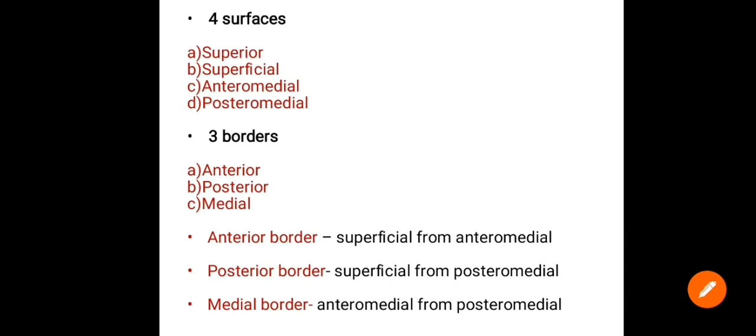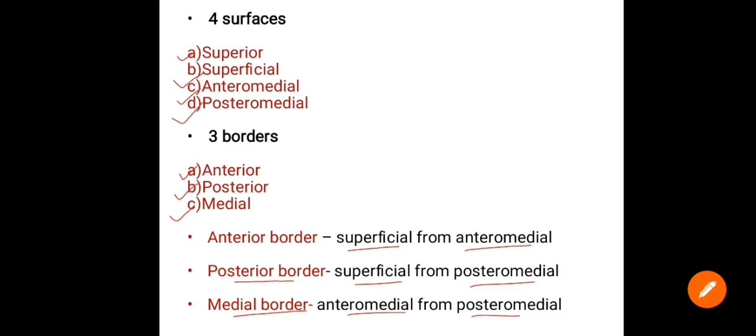The 4 surfaces are a superior surface, a superficial surface, an anteromedial surface and a posteromedial surface. And there are 3 borders: the anterior border, posterior border and the medial border. So the anterior border separates the superficial from the anteromedial surface. The posterior border separates the superficial surface from the posteromedial surface, and the medial border separates the anteromedial surface from the posteromedial surface.